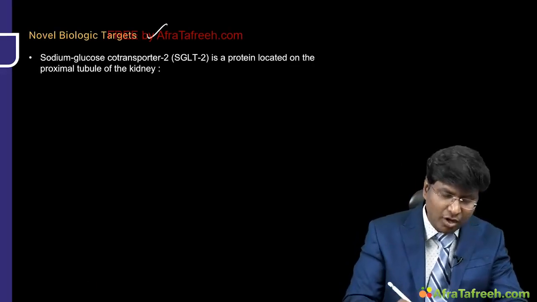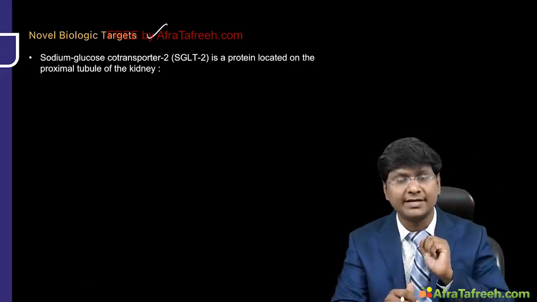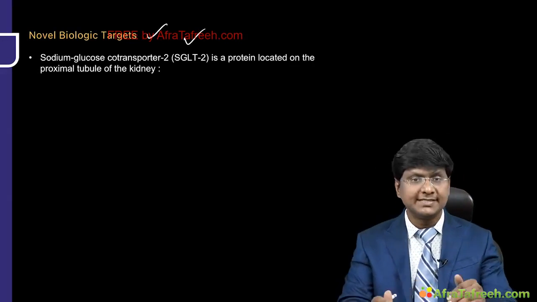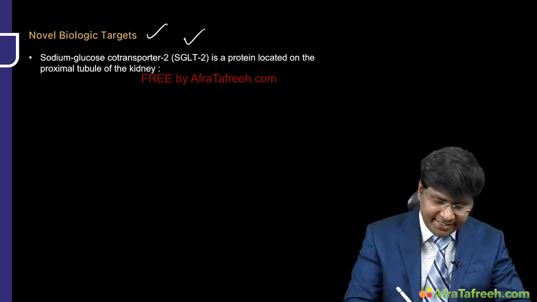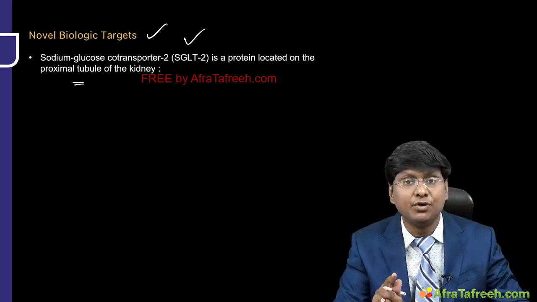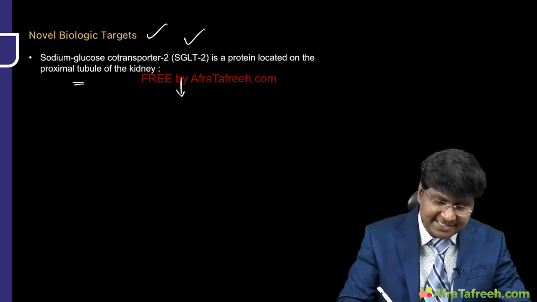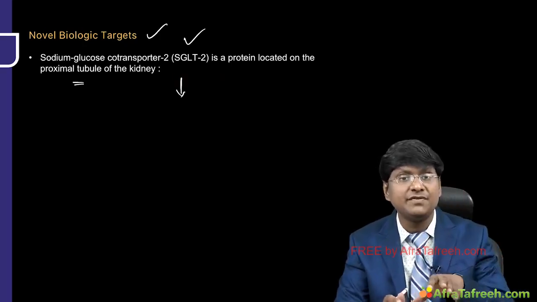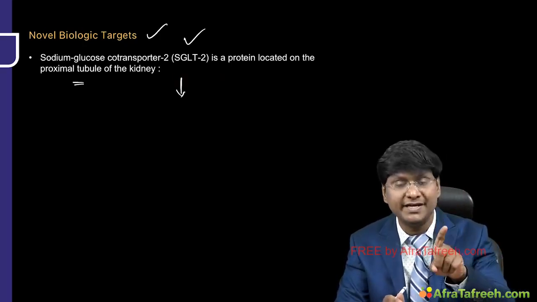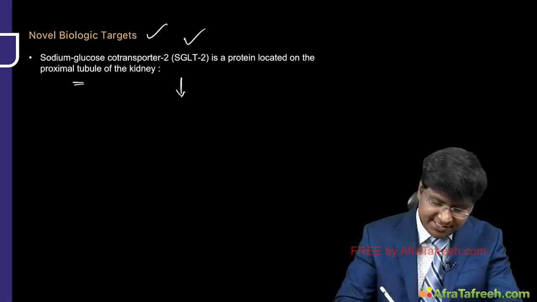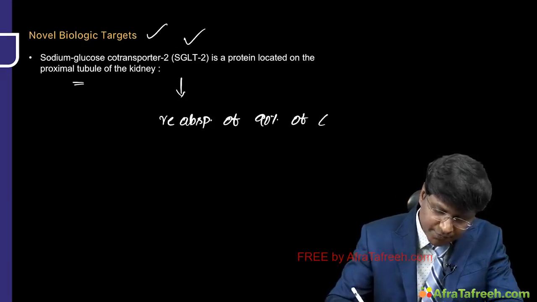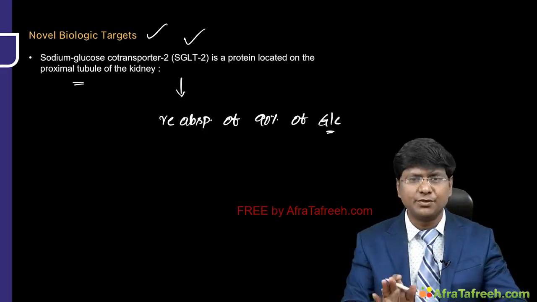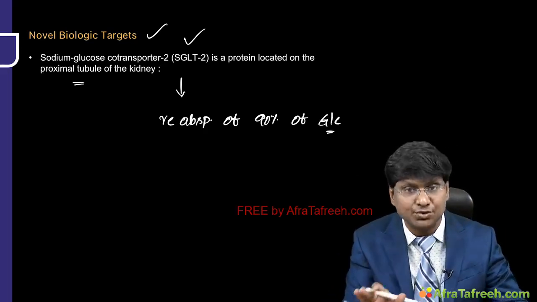Now, there are some novel biological targets. There are new targets, for example SGLT2, that is sodium glucose cotransporter 2. Where is it present? It is located on the proximal tubule of the kidney. This SGLT2 is a protein located on the proximal convoluted tubule of the kidney. What is it responsible for? It is responsible for reabsorption of 90% of glucose from the proximal convoluted tubule. That is the basic function of this SGLT2.